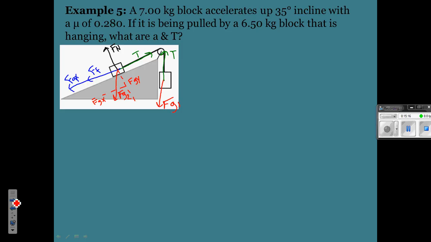So let's go ahead and identify our masses. Our box that is hanging is 6.5, and our box that is on here is 7 kilograms. We can find our F of g1 and our F of g2 by doing the simple 6.5 times 9.8. F of g2 is 7 times 9.8. Now, that is going to be our hypotenuse in our problem.